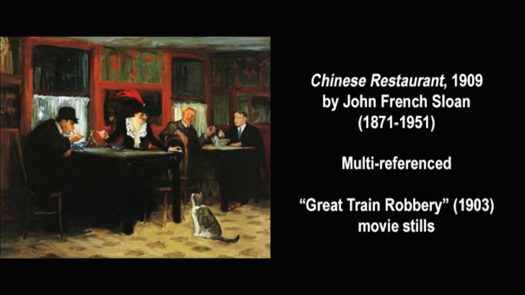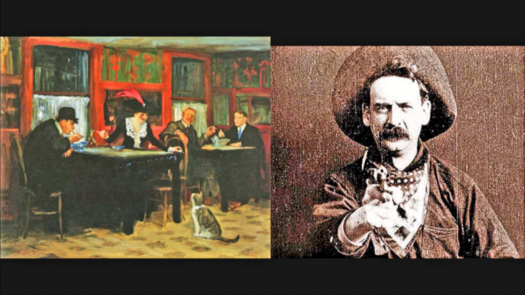It's very common for master artists to reference more than one artist in an artwork, and John French Sloan referenced more than Murillo's paintings. He also referenced stills from the movie The Great Train Robbery, which came out in 1903. And I'm going to show you a few examples here. In this first image of The Great Train Robbery, we have a man pointing his gun directly at the viewer.